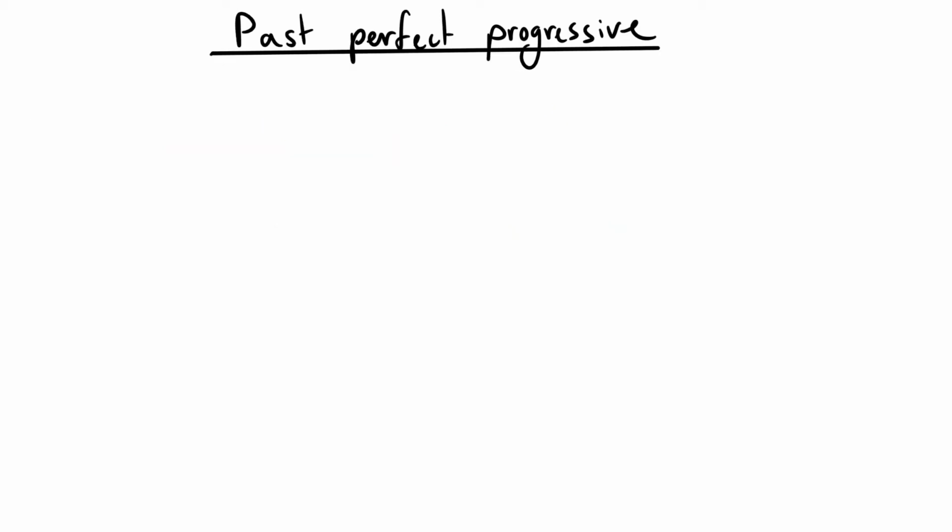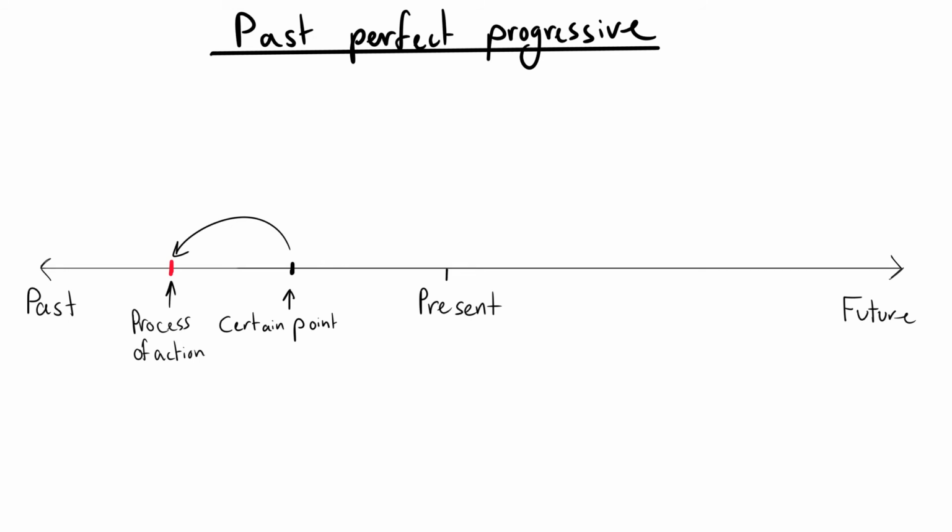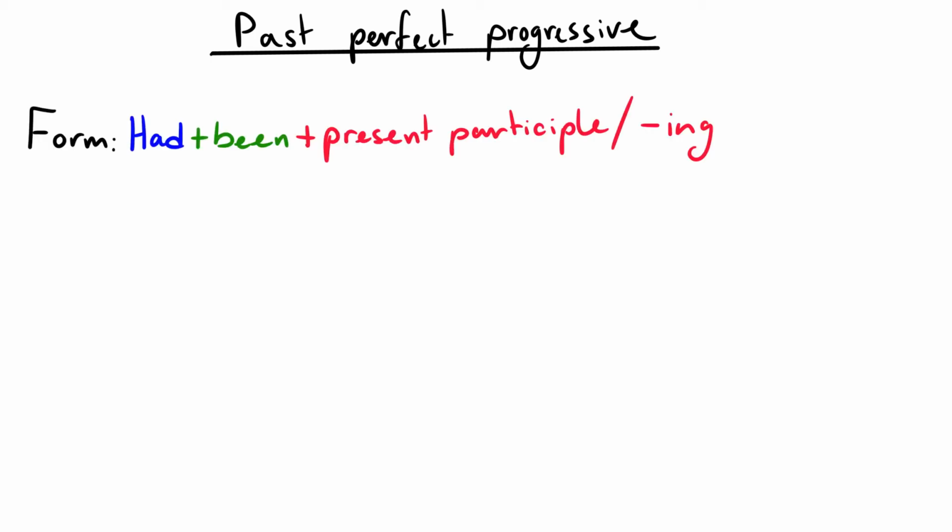The final verb tense is the past perfect progressive. At first, it can look strikingly similar to the past perfect, but there is a difference. So when do you use this tense? It is used to describe the process of an action that took place before or up to a certain point in the past. So here it's important to understand that the emphasis is put on the process of the action. Its grammatical structure is had plus been plus the present participle or ing.